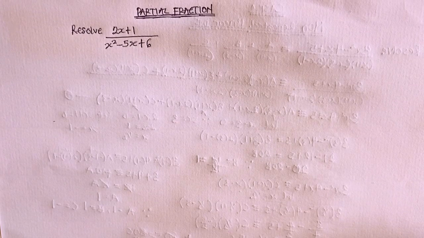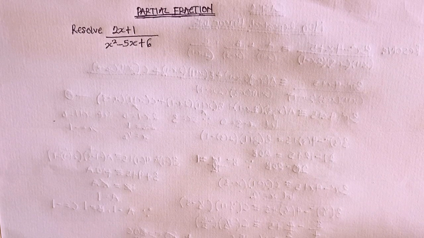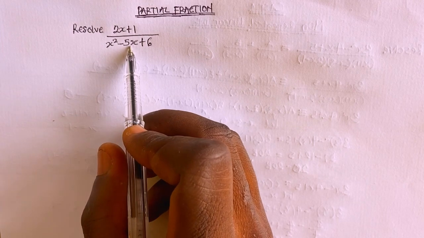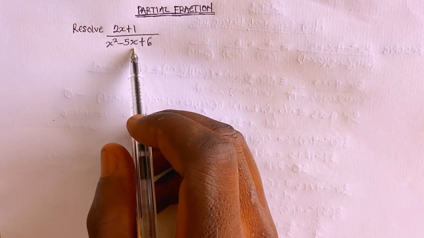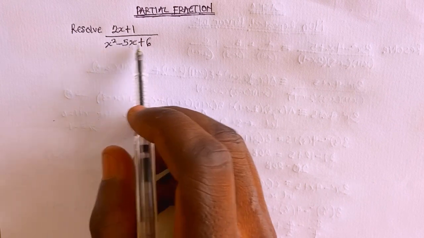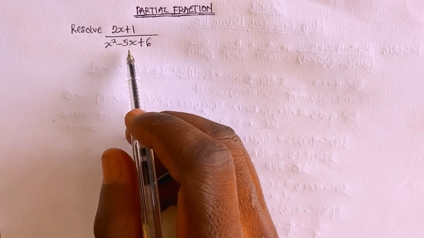Let's check another problem on partial fractions. Suppose you are asked to resolve (2x + 1) divided by (x squared minus 5x plus 6) into partial fractions. One thing I'm going to explain here is that if you take note of this denominator, it is a quadratic expression which we must factorize. We can factorize it since this expression is factorizable.